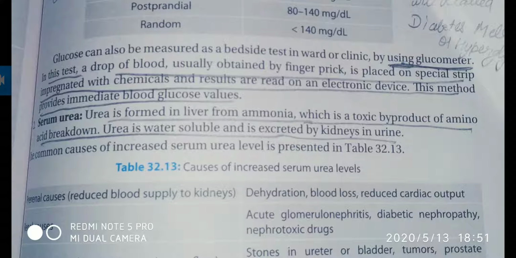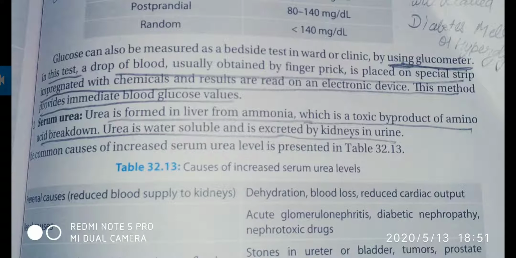Glucose can be measured as a bedside test in the ward or clinic by using a glucometer. In this test, a drop of blood, usually obtained by finger pricking, is placed on a special strip impregnated with chemicals, and the results are read on an electronic device. This method provides immediate blood glucose values. We shortly call it the GRBS test, glucose random blood sugar test.